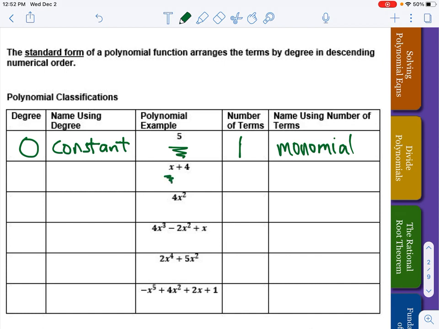Now, our greatest degree of this polynomial example is 1. Recall, we're only talking about the greatest degree. And this is a linear. This would be a straight line. We rise to our y-intercept, and then we do our slope, 1 over 1. There are 2 terms here, x and 4. So this is called a binomial.